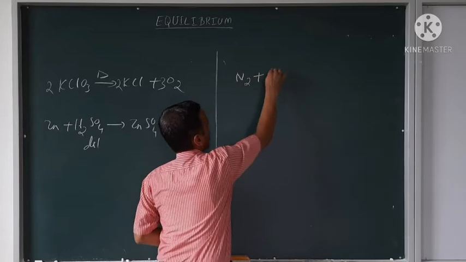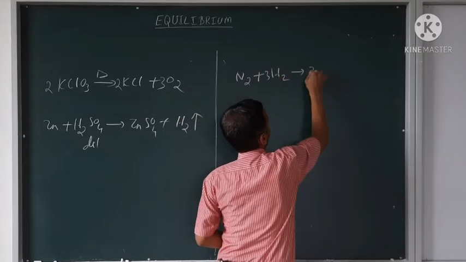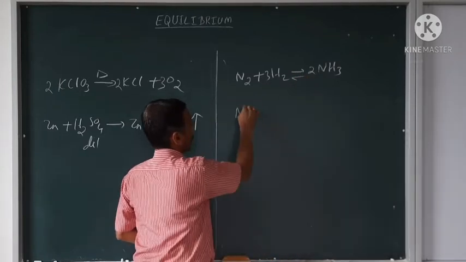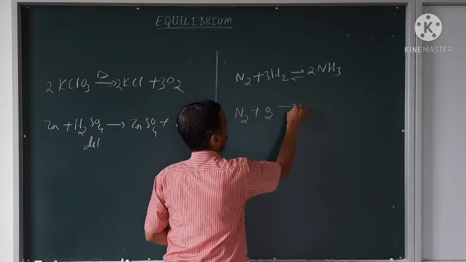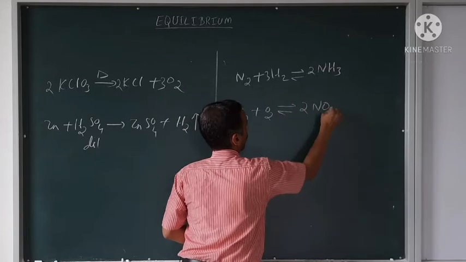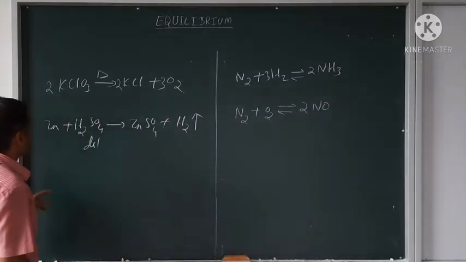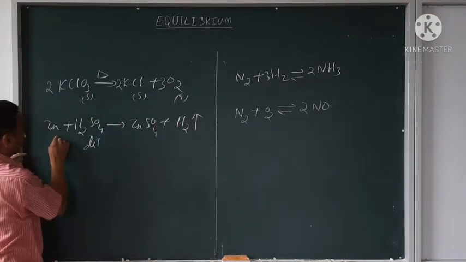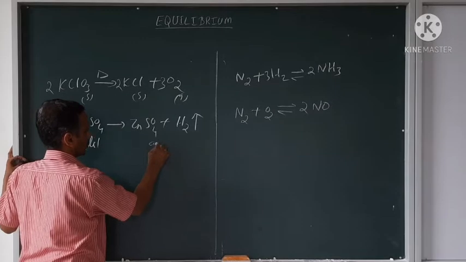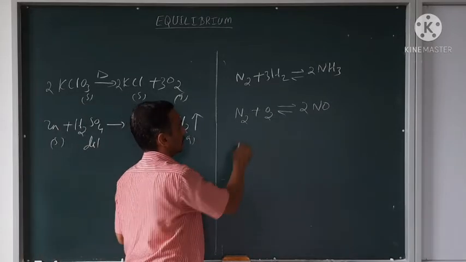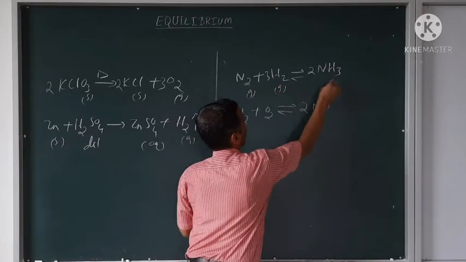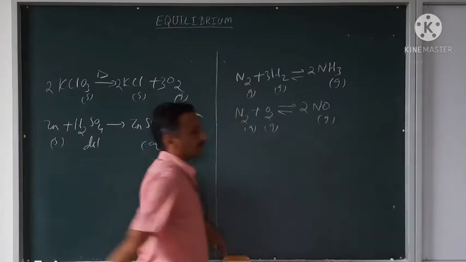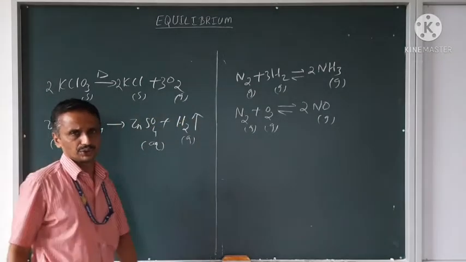Nitrogen reacted with hydrogen, giving 2NH3. Nitrogen reacted with oxygen, giving 2NO. So here it is a solid, it is a gas, it is a solid, it is an aqueous solution, it is an aqueous solution, it is a gas. Here nitrogen is a gas, hydrogen also gas, ammonia also gas. These are all gases only. These are two separate sets of equations.